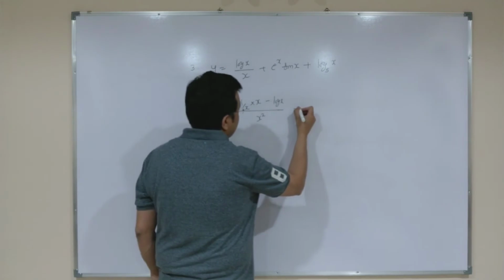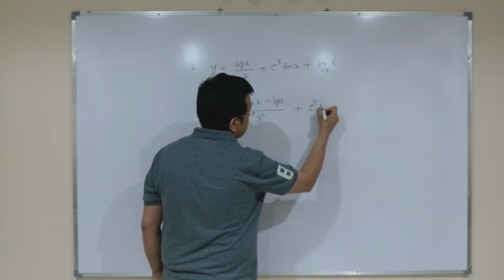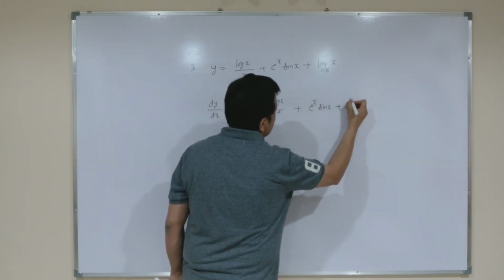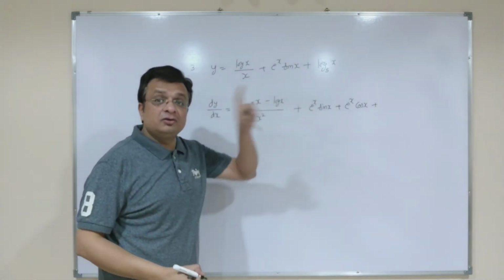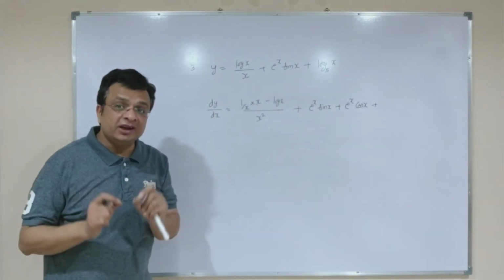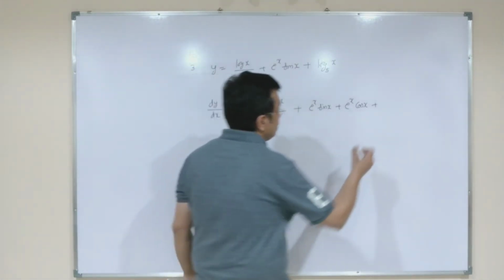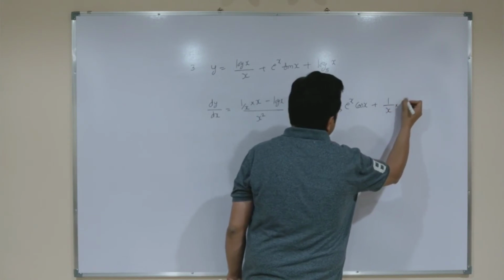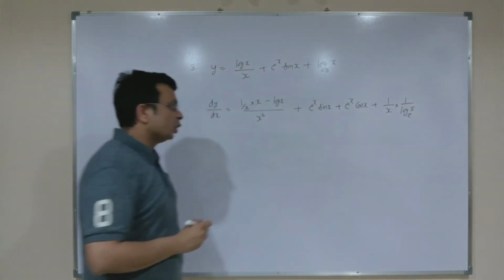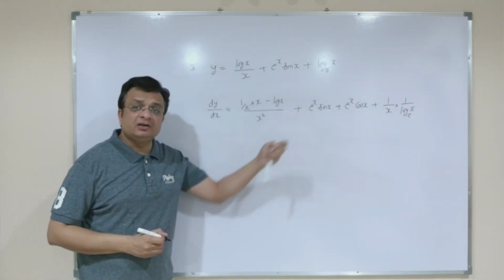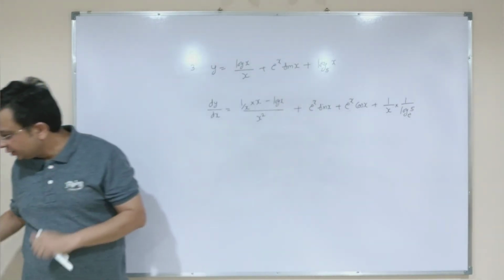Plus, here I should apply the product rule. So e raised to power x sin x plus e raised to power x cos x plus, now differentiation of log x base a. If the base is e, then the answer is 1 by x. If the base is a, then the answer should be 1 by x into 1 by log a. Obviously here the base should be e. Okay, here the x's cancel, I get 1 minus log x. Fine?